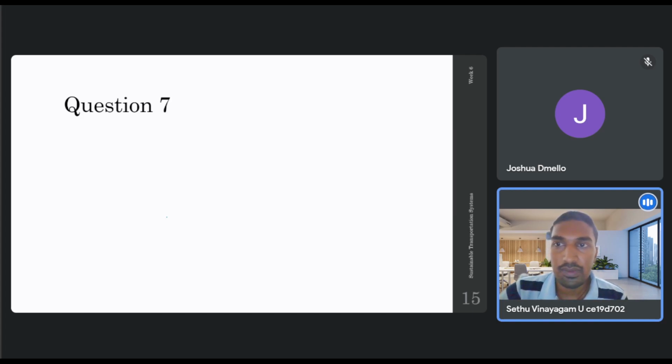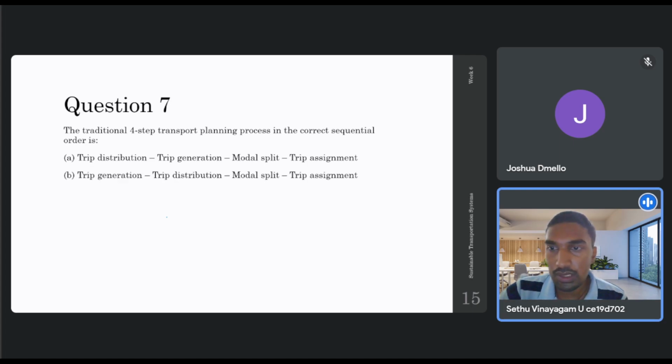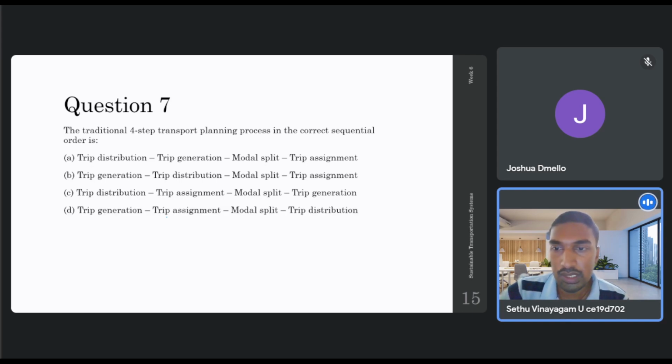Okay, question number 7 is, the traditional four-step transport planning process in the correct sequential order is: option A, trip distribution, then trip generation, modal split, and trip assignment. Option B, trip generation, trip distribution, modal split, trip assignment. Option C is trip distribution, trip assignment, modal split, and then trip generation. Option D is trip generation, trip assignment, modal split, and trip distribution.